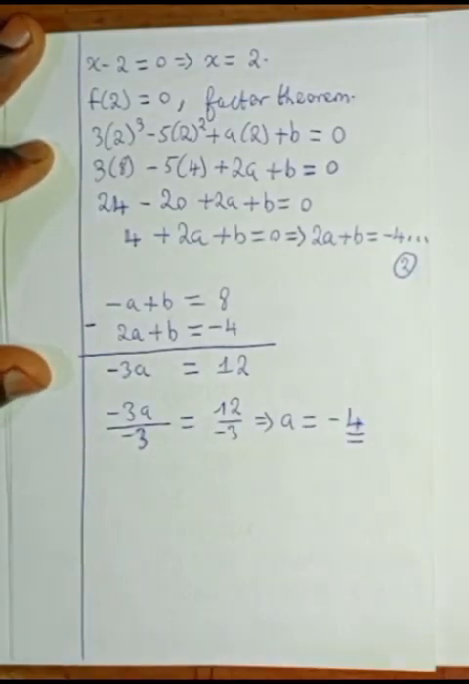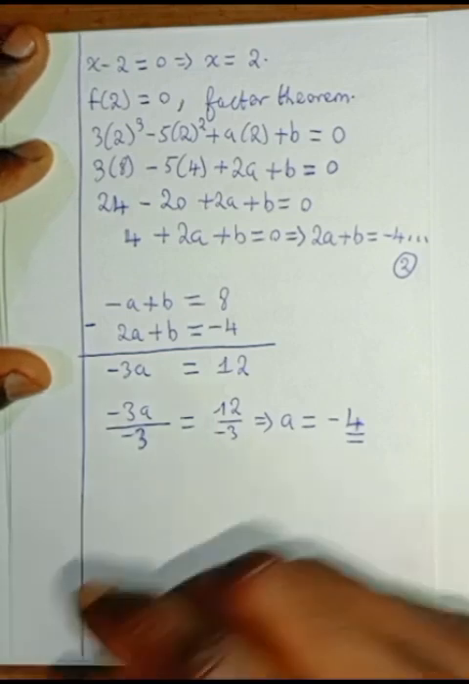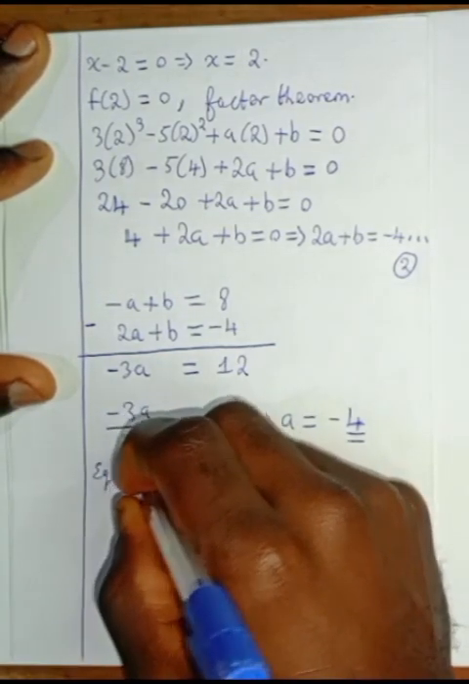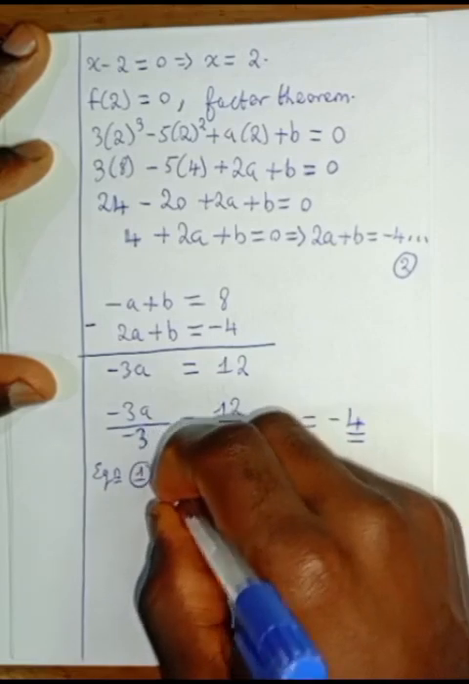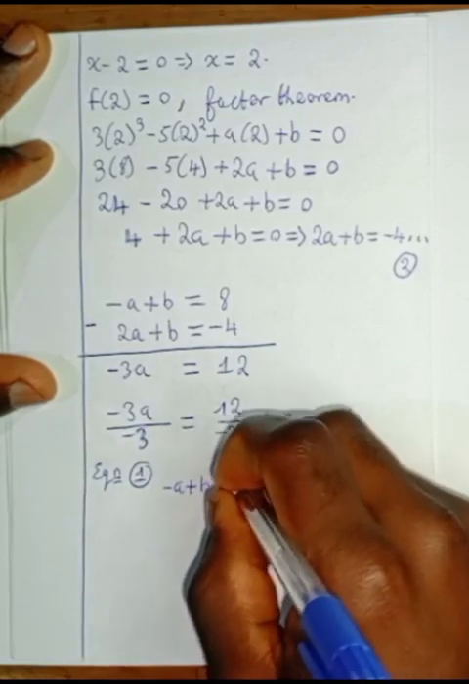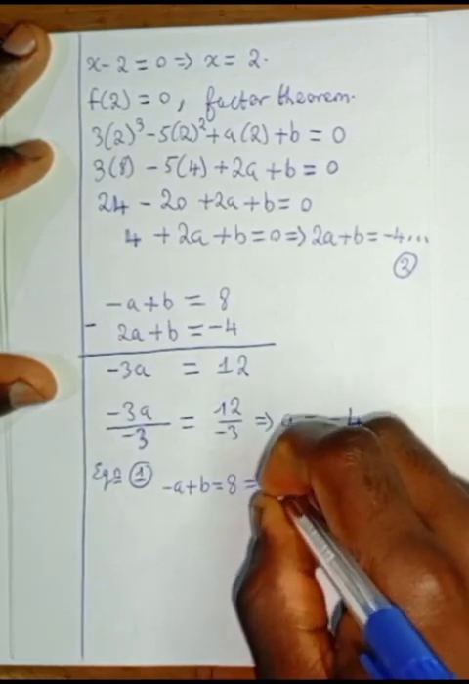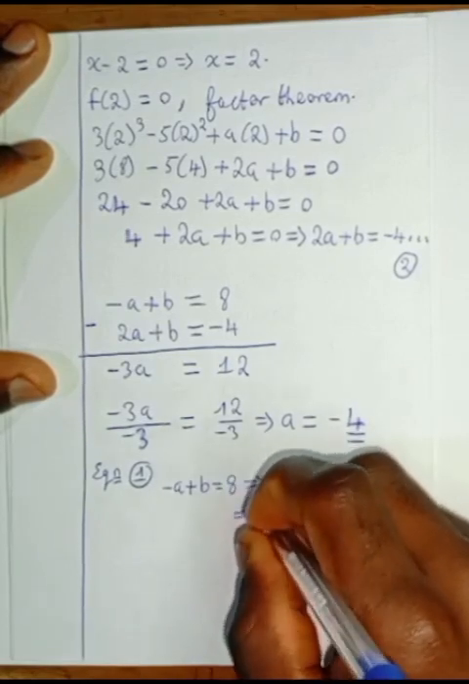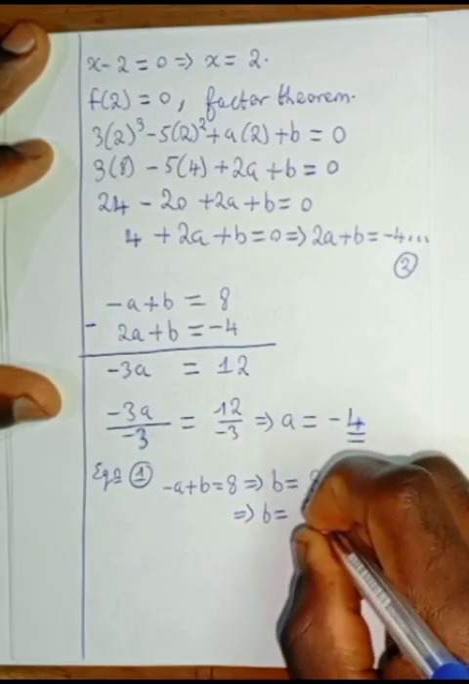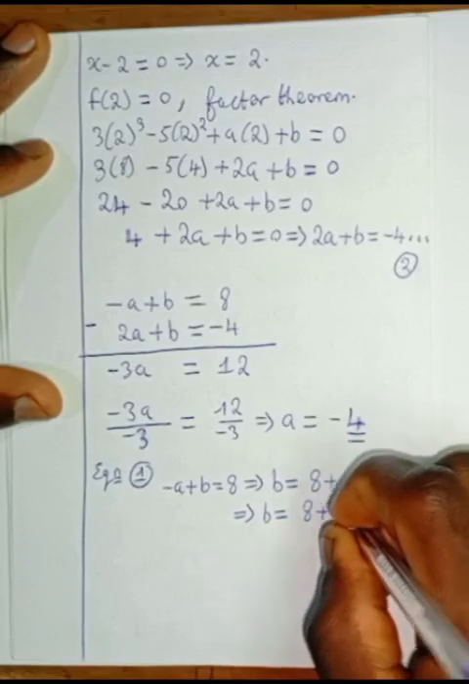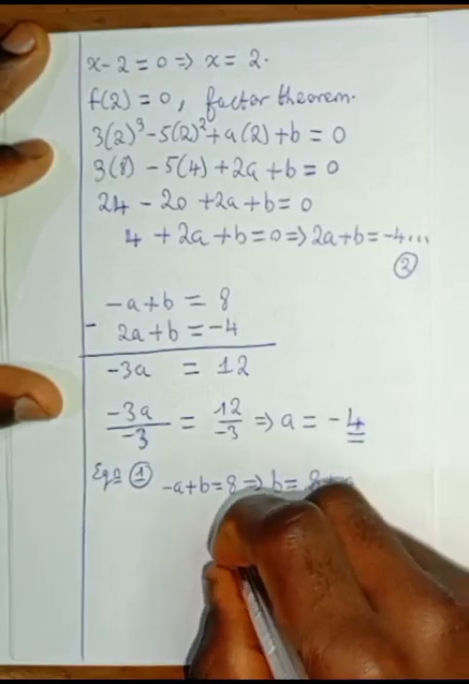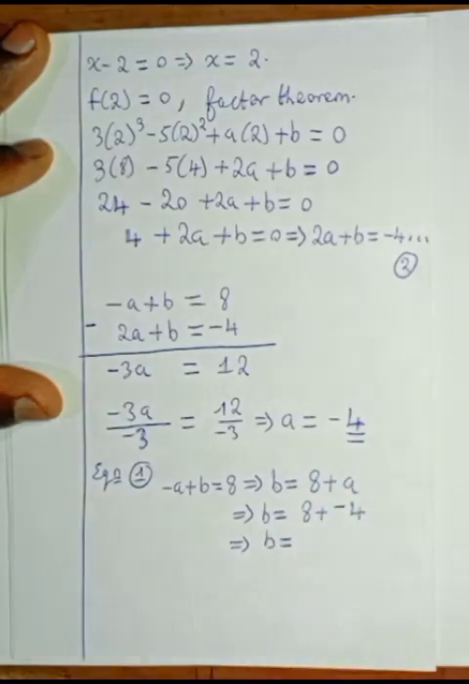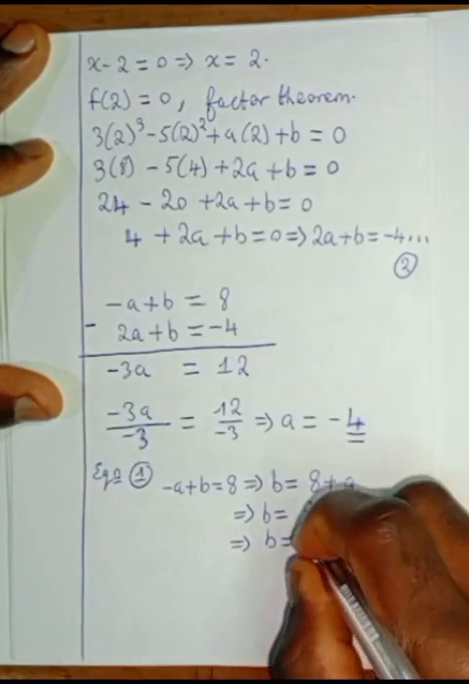Now, by making use of equation 1, we can find b. Equation 1, we have negative a plus b is equal to 8. Then b will be equal to 8 plus a. Then b will be equal to 8 plus negative 4. This will give us b equal to, 8 plus negative 4 is the same as 8 minus 4, which is 4.